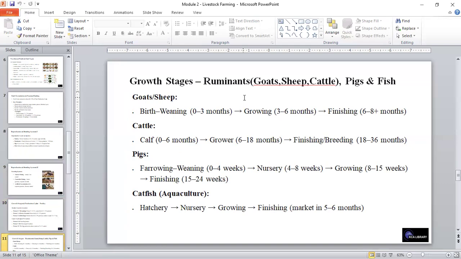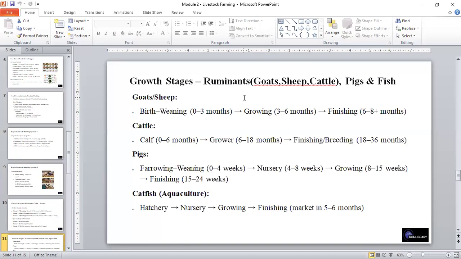Growth stage in ruminants. The birth to weaning period is 0 to 3 months. The growing is 3 to 6 months, while the finishing is 6 to 8 months. For cattle, the calf, that is the young one, is from 0 to 6 months. Once it gets to 6 to 18 months, that is the grower phase of the cattle, and the finishing stage of the cattle is 18 to 36 months.